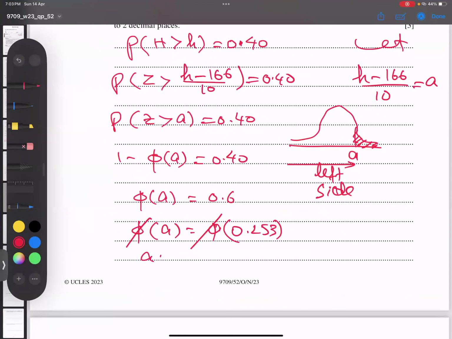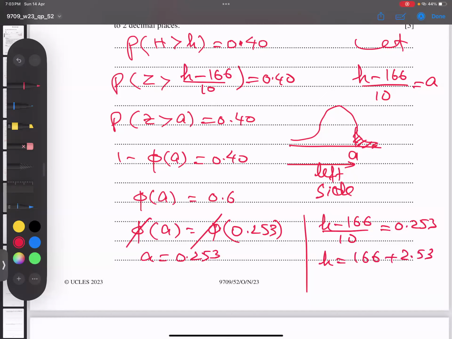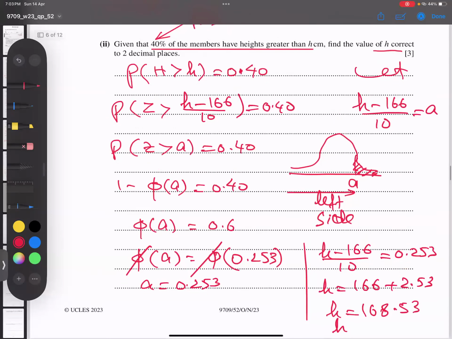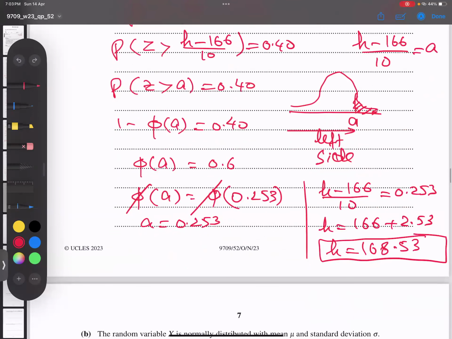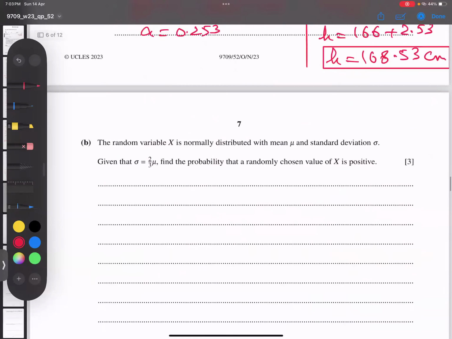So the A value I'm getting is 0.253, and I plug it in there. So h minus 166 over 10 equals 0.253. 10 will multiply, and h will add 166, adding plus 2.53. So the answer is coming as 168.53. And write 3, oh sorry, he said 2 dp. Yes, he said 2 dp, so no need to round. And write here centimeters. I hope this part is clear.